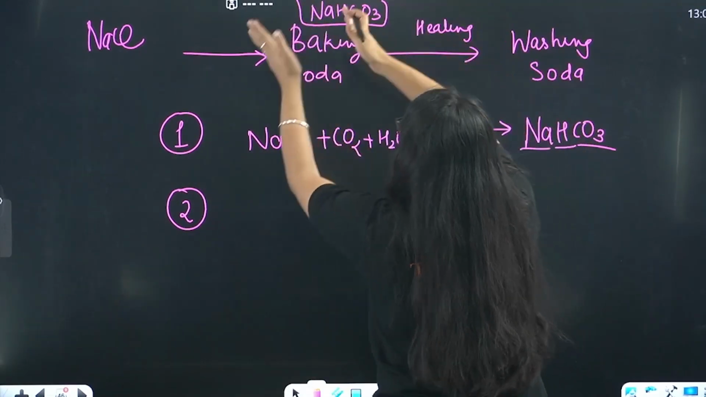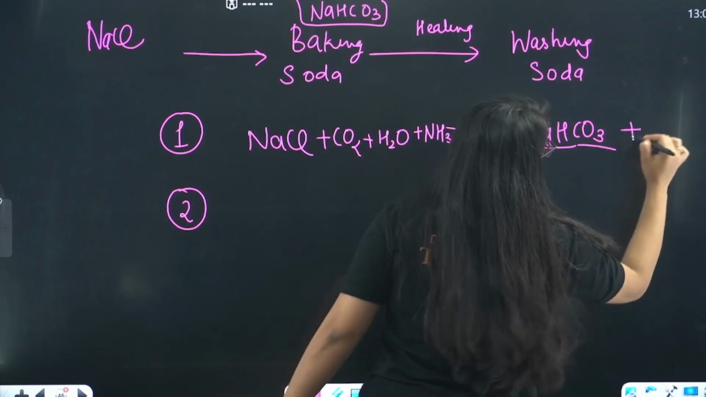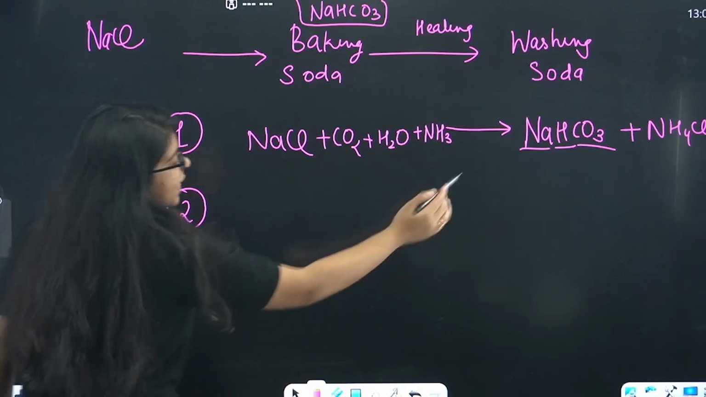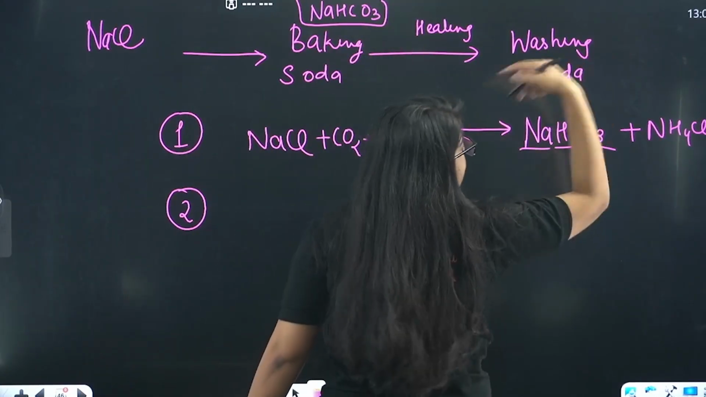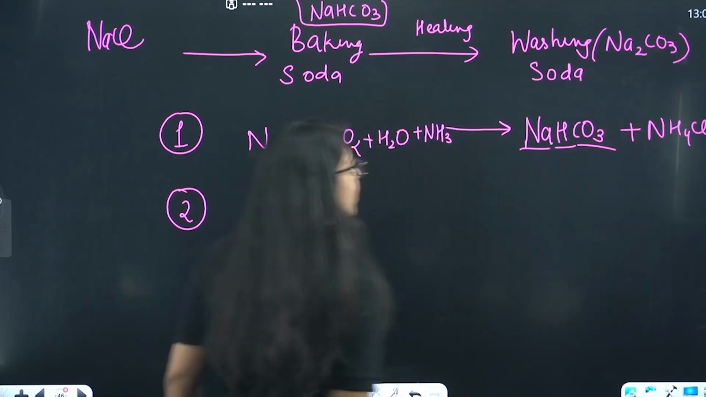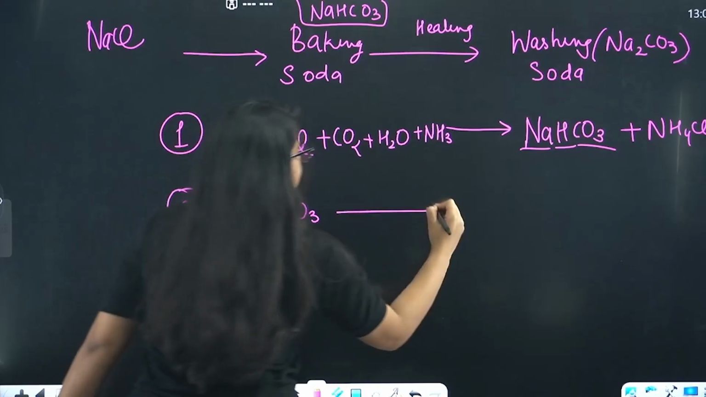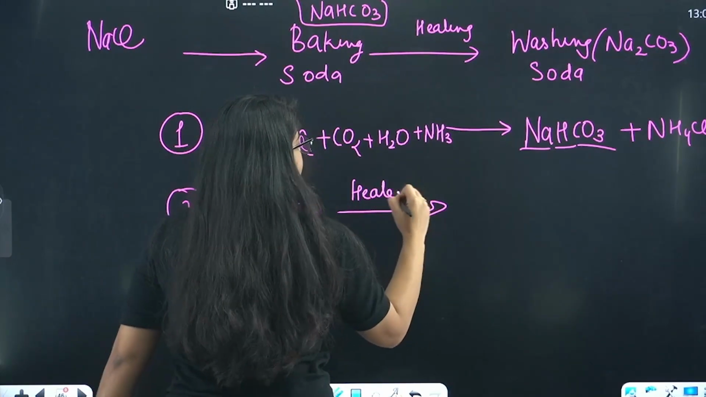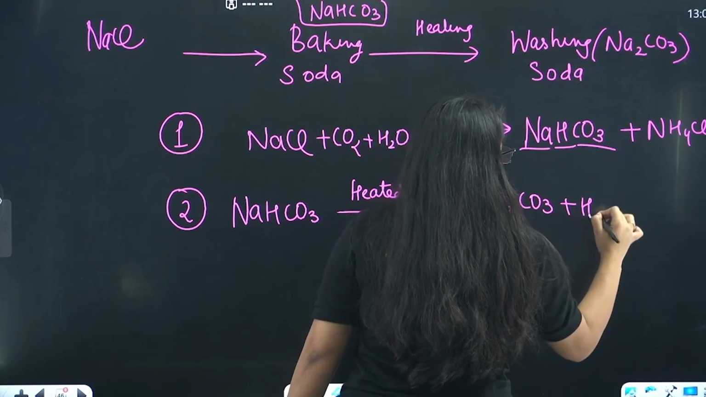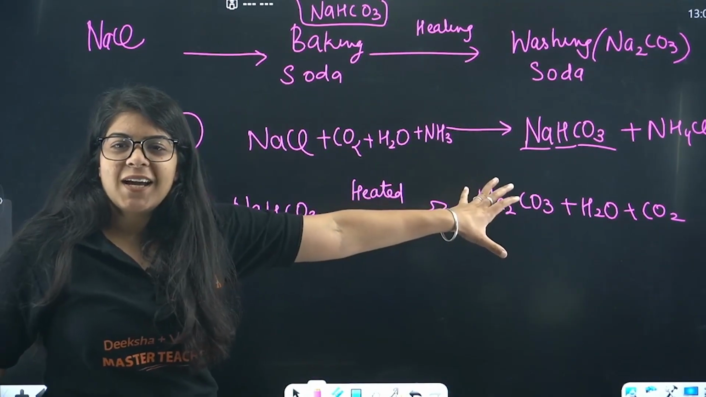Then beta second, now we have NaHCO3. Now we have to make washing soda from baking soda. That means, okay, we have one more product with it, NH4Cl. Remember? Now this NaHCO3 has to be converted to washing soda. What is washing soda? Na2CO3. Ma'am, very simple. Just heat it. NaHCO3 when heated will give you Na2CO3 plus water plus carbon dioxide. Okay, done.